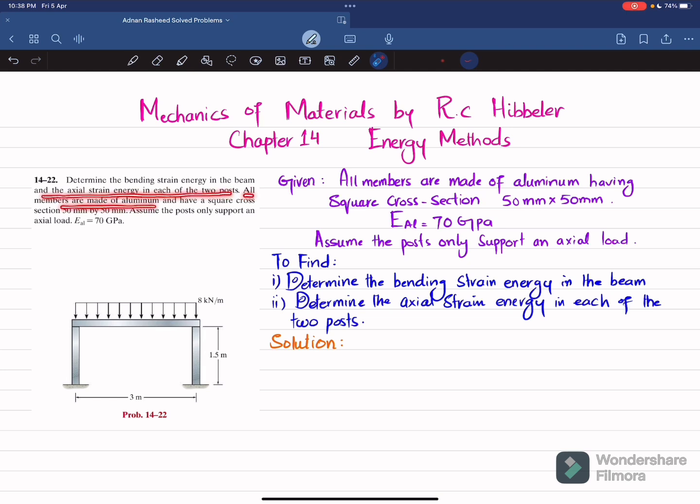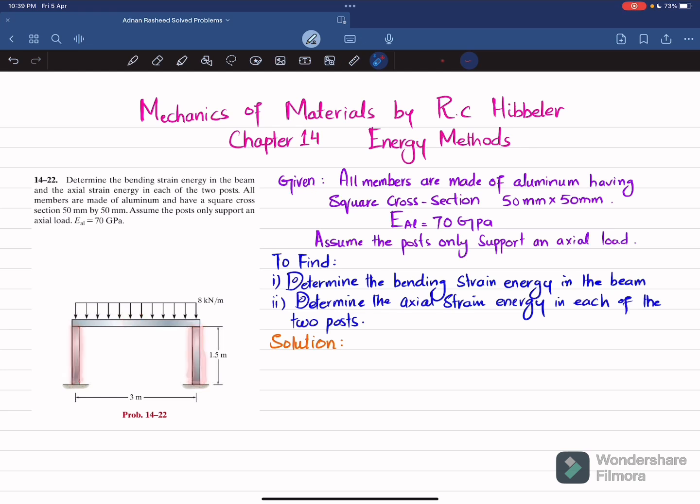All the members are made of aluminum having a square cross section 50 millimeter by 50 millimeter. Assume the posts only support vertical axial load. Modulus of elasticity of aluminum is 70 megapascal. So you can see this is the beam and the loading is shown. There is a distributed load of 8 kilonewton per meter, and there are two vertical posts that support this beam. So you have to find the bending strain energy in this beam and the axial strain energy in the vertical post.